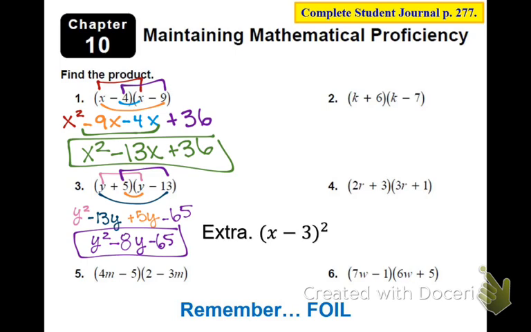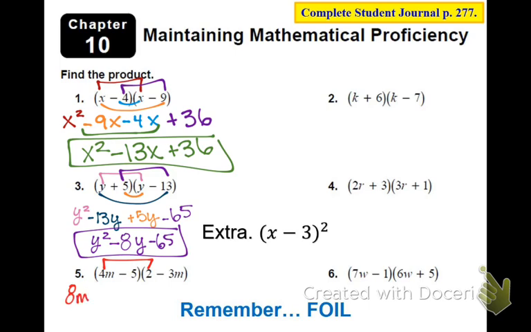We'll do number 5 first. Number 5 is a little different because it says 4m minus 5 times 2 minus 3m. Just because it looks different doesn't mean that you do anything different. You do the same exact thing. First would be 4m times 2. What is 4m times 2? 8m.